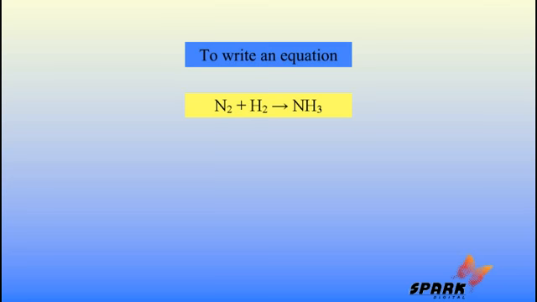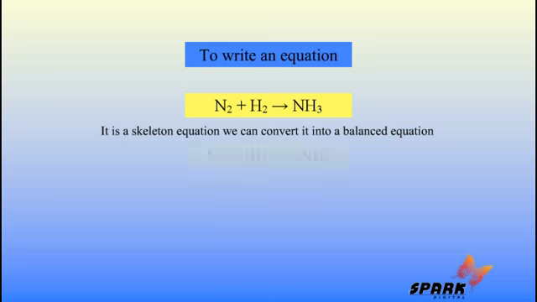The numbers of atoms of the substances on both sides are equalized. This is known as a balanced equation. It is a skeleton equation. We can convert it into a balanced equation, like this.